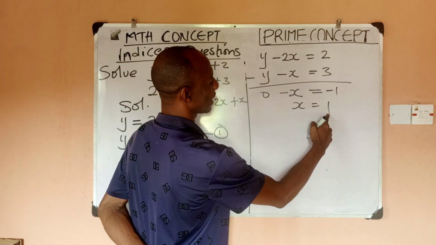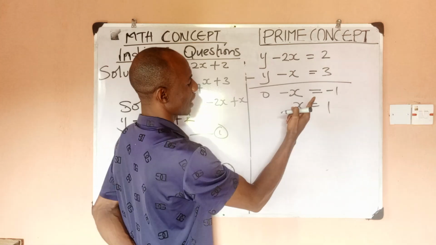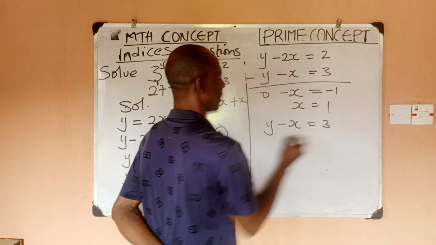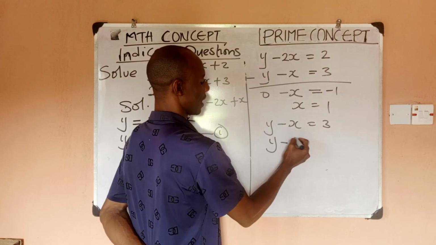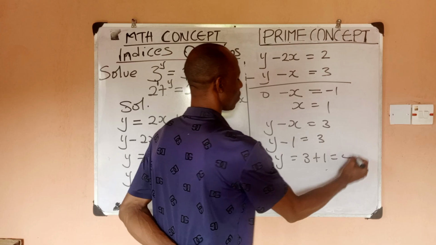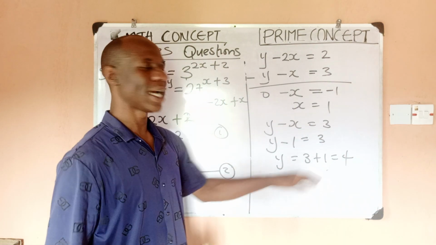Since I know that x is 1, I can go back to this first equation or this one and find y. So let's use this. y minus x is 3. Then y minus, what is x? 1 equals 3. So y becomes 3 plus 1, which is 4. So you can see we've got the same thing. x is 1, y is 4.